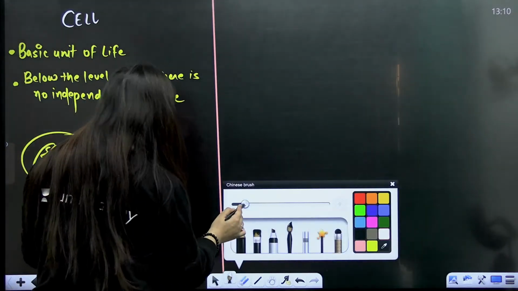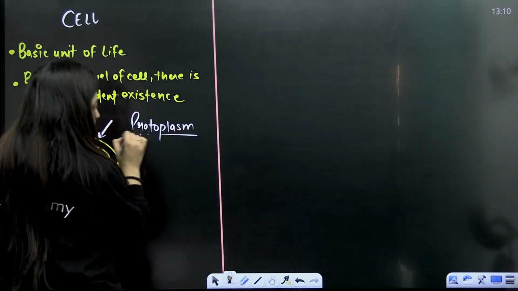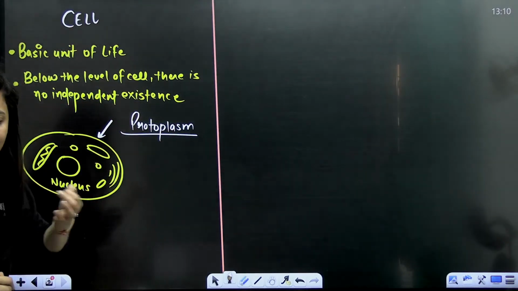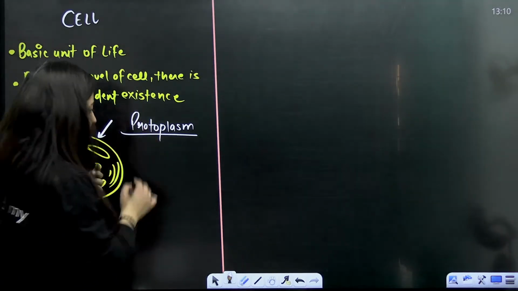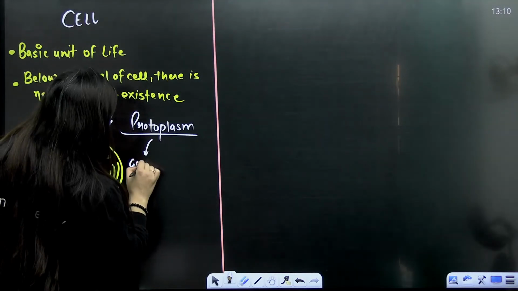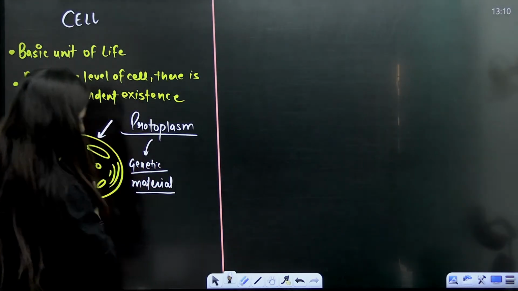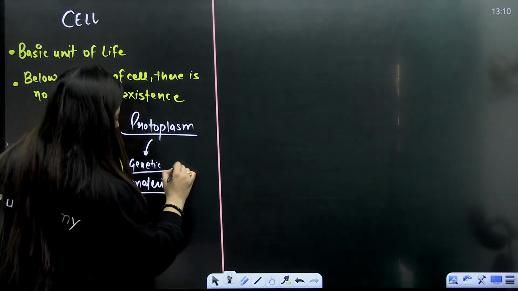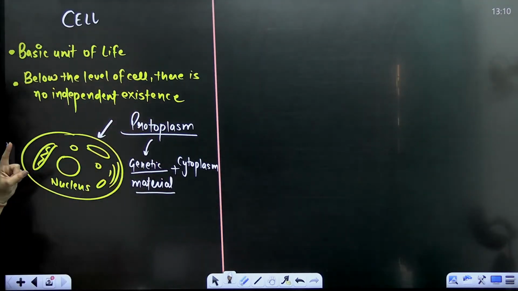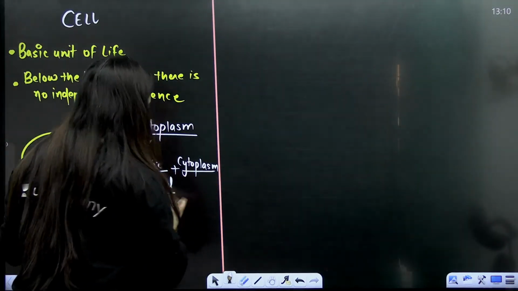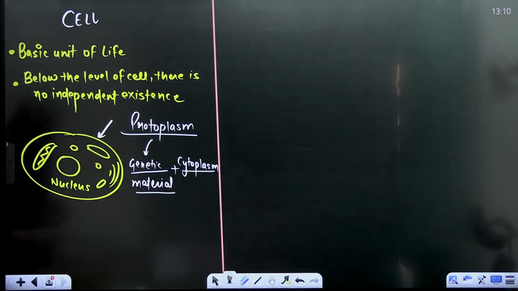So when we are saying this, what do we need to focus on? We need to focus on the word protoplasm. So what is this protoplasm? Protoplasm will include genetic material, that is your DNA, which is having all the information. Plus there is cytoplasm. So cytoplasm plus genetic material, that is what we have. Yes or no? Yes.